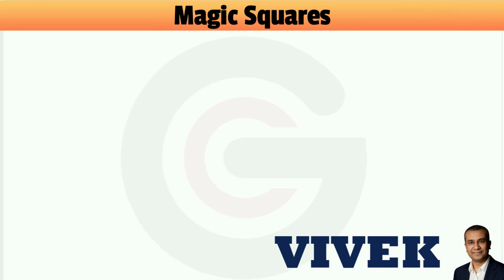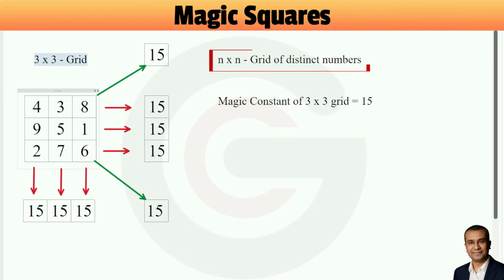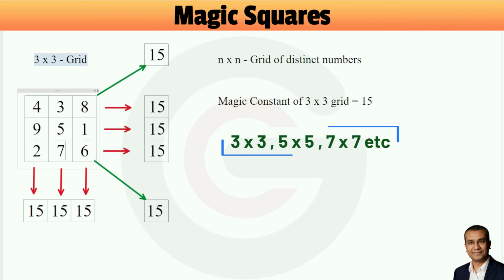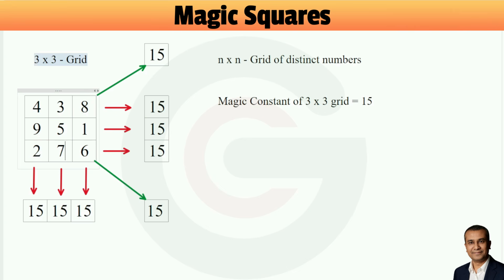In this video, we are going to have some fun with magic squares. A magic square is an n by n grid of distinct numbers where every row, column and main diagonal adds up to the same constant sum, known as the magic constant. Please note that in this video, we are only going to deal with odd number of rows and columns, that is 3 by 3, 5 by 5, 7 by 7, etc., where the number of rows and columns are odd numbers and the number of rows and columns will be same.